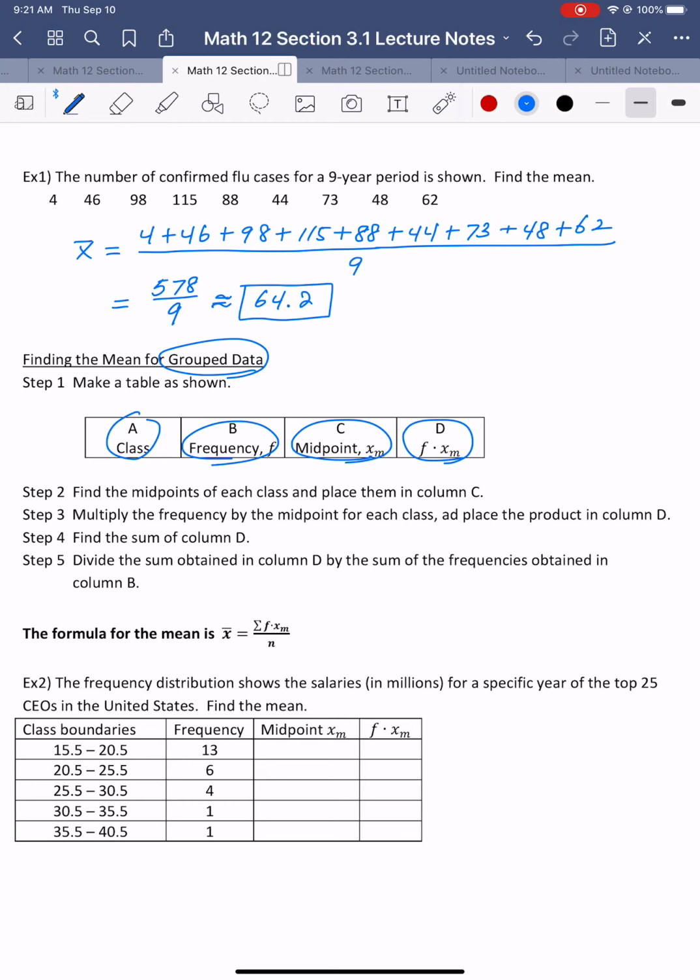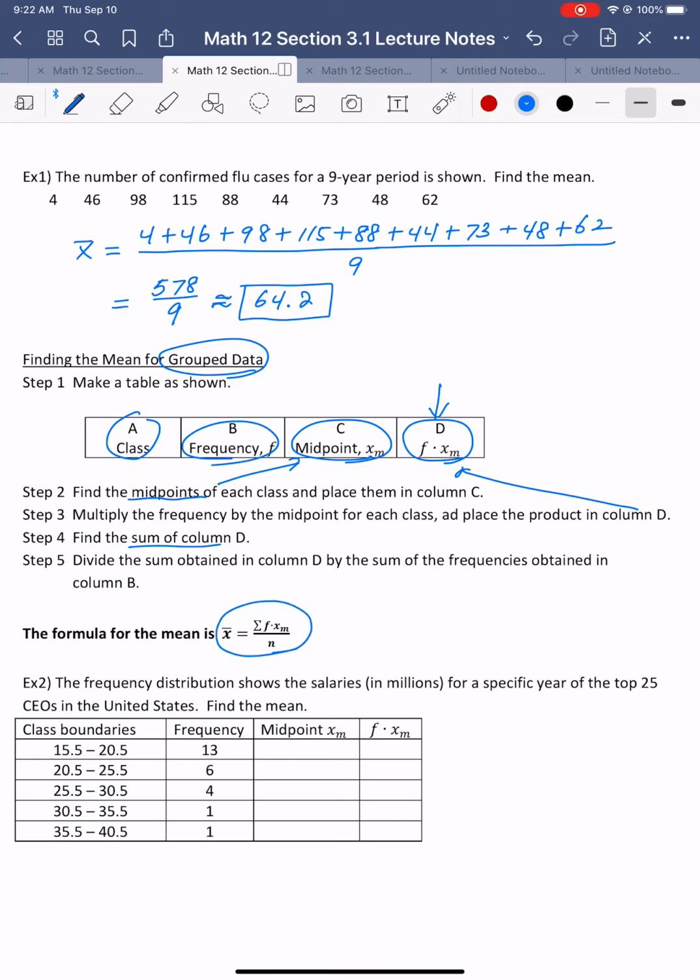Step 2: find the midpoint of each class, and then multiply the frequency by the midpoint in column D. Then find the sum of column D, and divide the sum obtained in column D by the sum of the frequencies obtained in column B. We are just using this formula to find it.